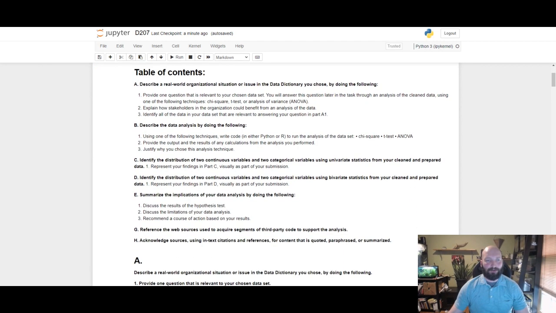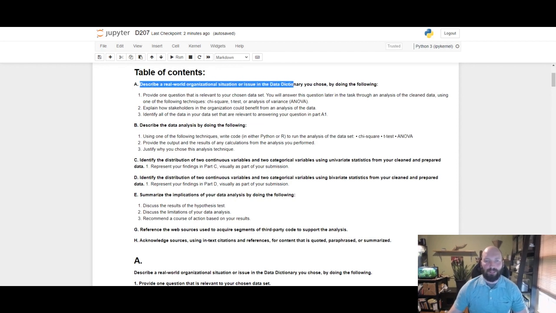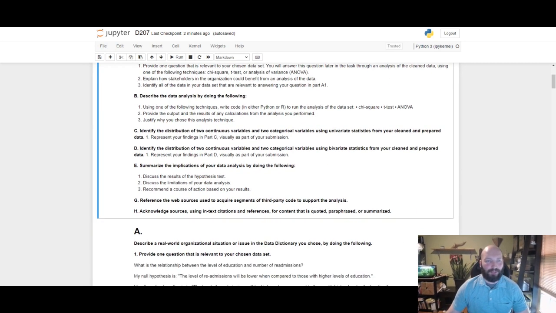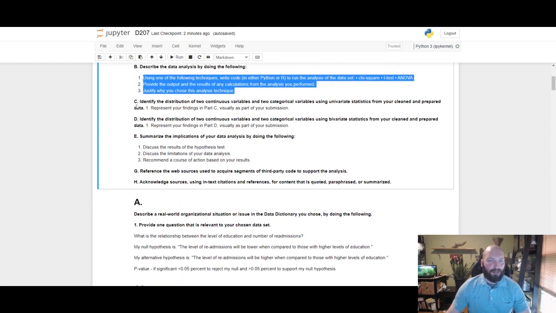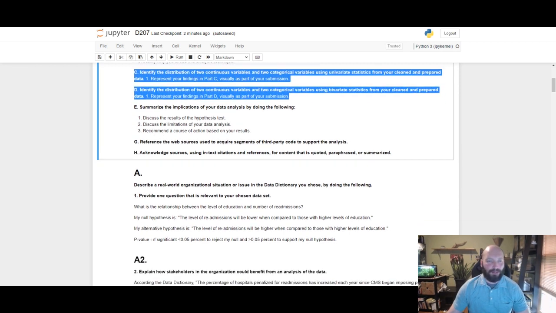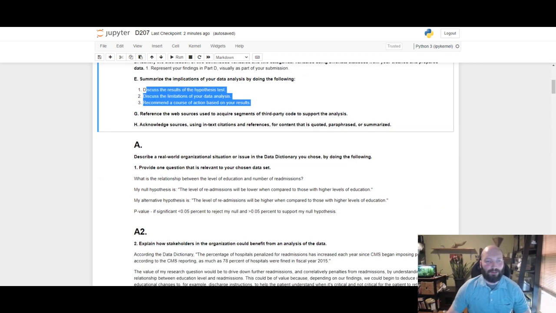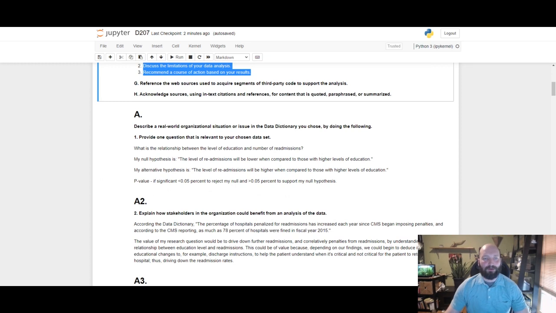My table of contents is going to be with A, describe a real-world organizational situation or issue in the data dictionary you choose, and we'll dive into that more later. Then describe the data analysis by doing the following techniques, which we will get into. C, identify the distribution of two continuous variables and two categorical variables, including univariate statistics from your cleaned and prepared data. This is for C and D. And E, summarize the implications of your data analysis by doing the following, and we will look into that. And then G and H are going over the sources and citations.